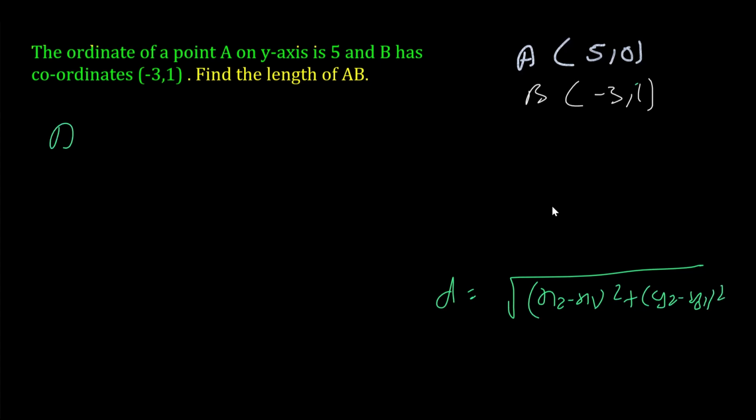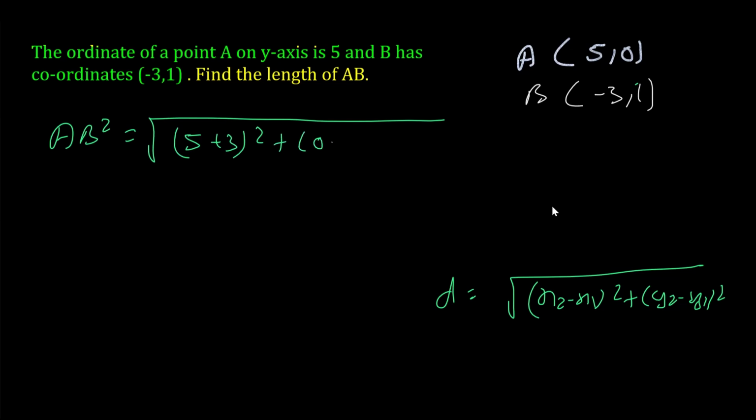Here we have to get the length of AB, so AB is going to be the whole under root. Say I take this as point 2 and this as point 1. So x2 minus x1: 5 minus minus 3 is 5 plus 3, whole square. And y2 is 0, so 0 minus 1 whole square. We are getting AB, not AB square.